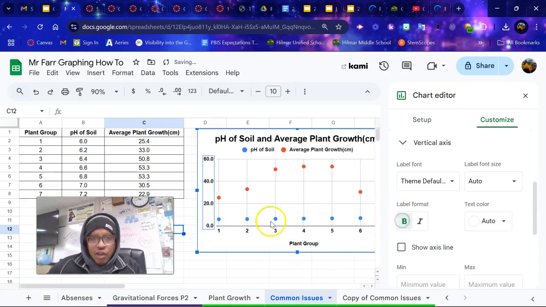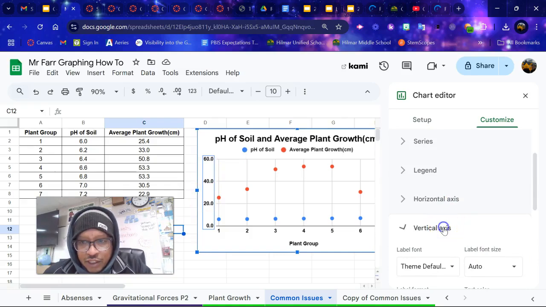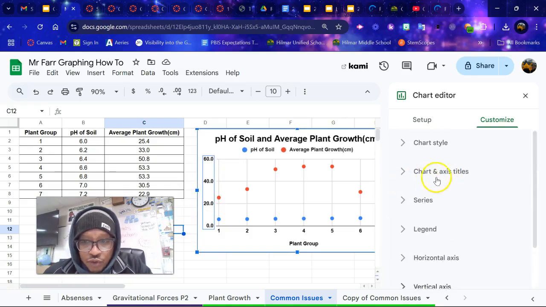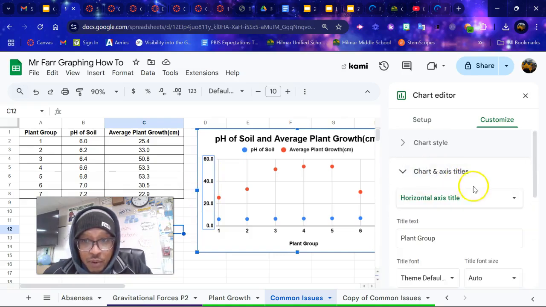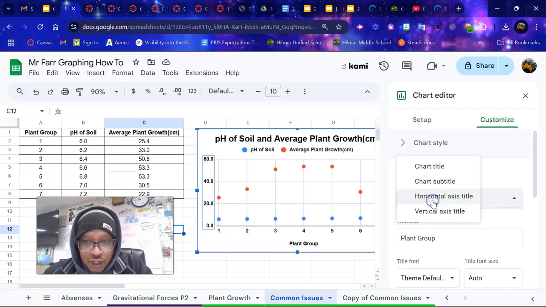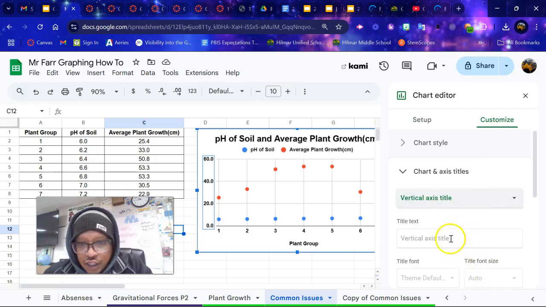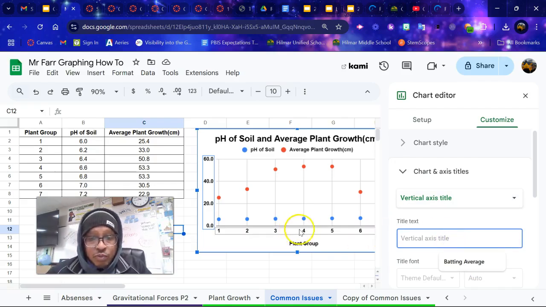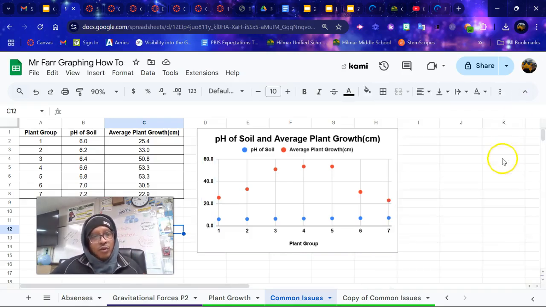And then if you look, we're actually missing the vertical axis title, right? Now, because we've clicked here, we need to go to where it says vertical, so chart and axis titles, right? And then it's horizontal axis titles. We need the vertical one. And then this one should be, since this one down here is plant group. Oh no, we have messed this up, because what should be on here is pH of soil and plant growth. Oh, you know what that means?